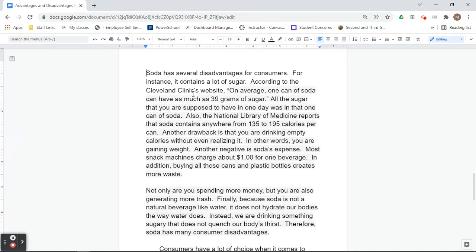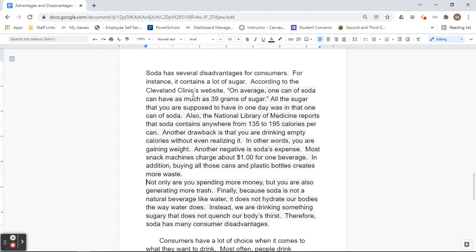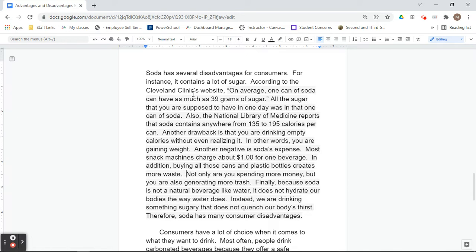Let's see where I am now, Right Writers. 1, 2, 3, 4, 5, 6, 7, 8, 9, 10, 11, 12, 13. Okay. And I like this: not only are you spending more money, but you're also generating more trash.